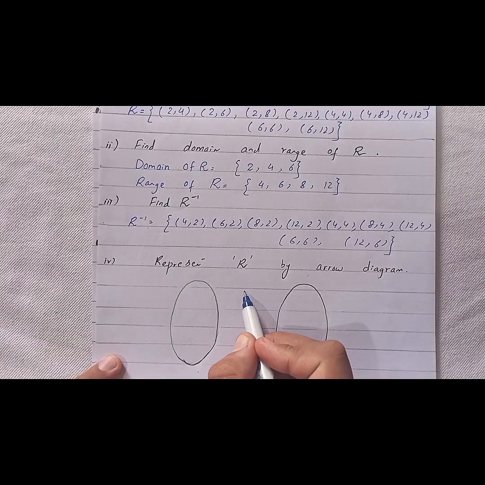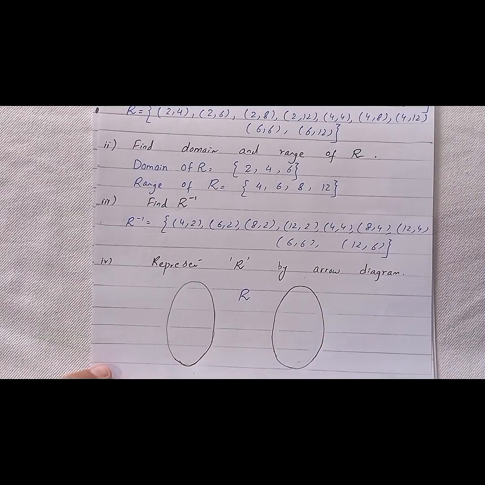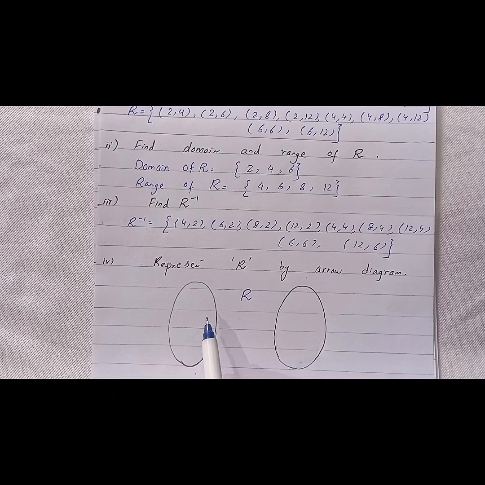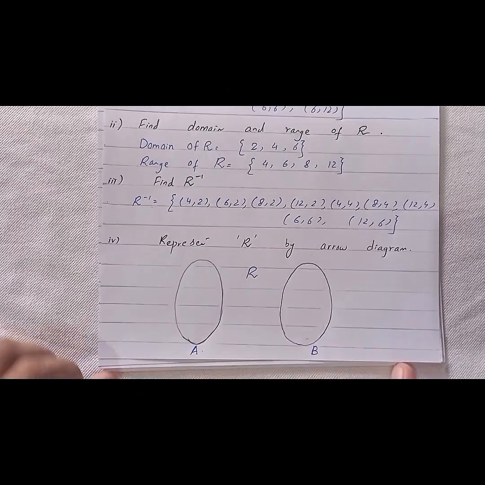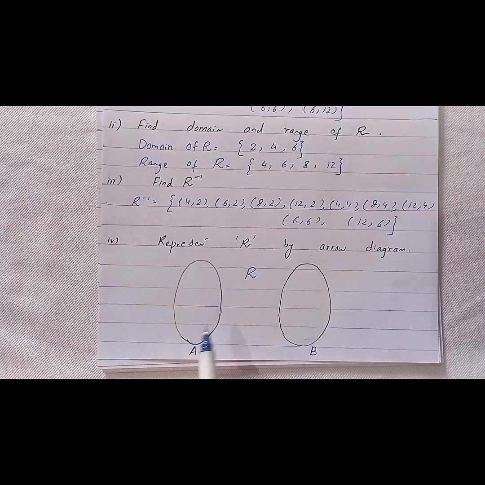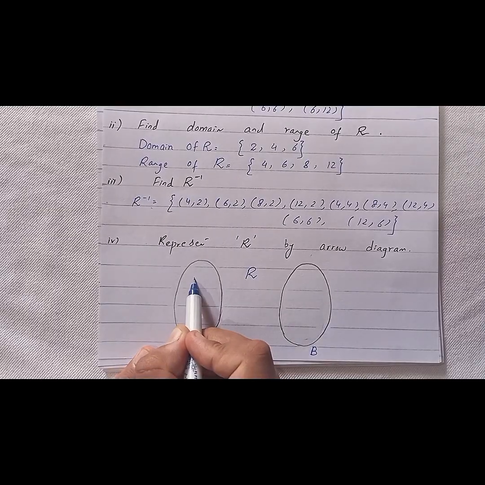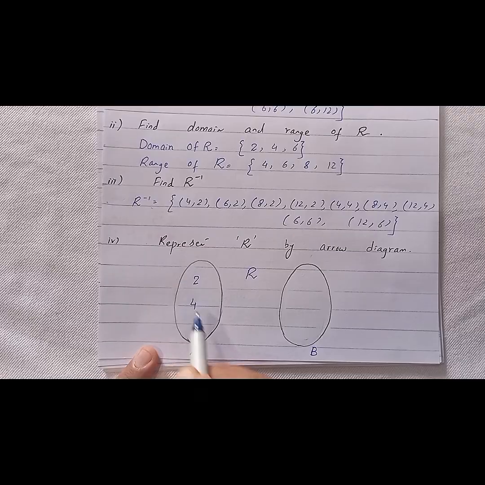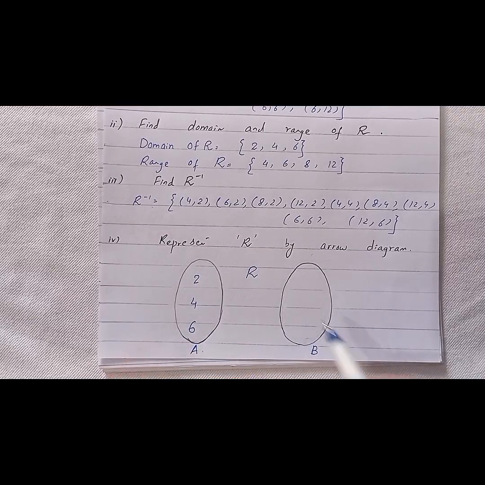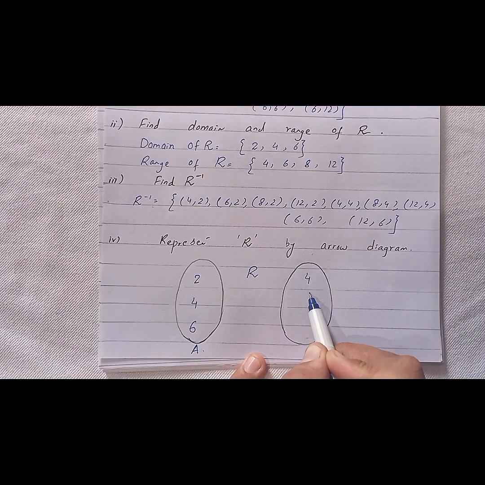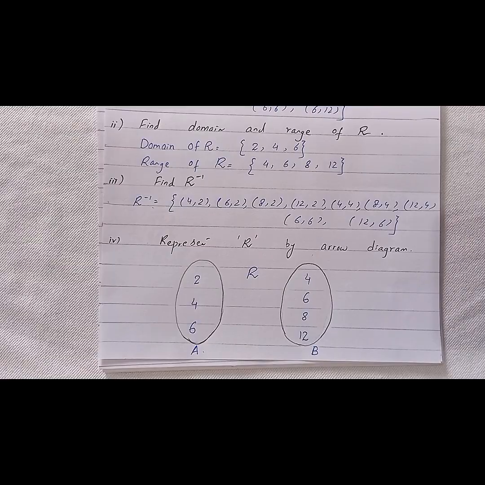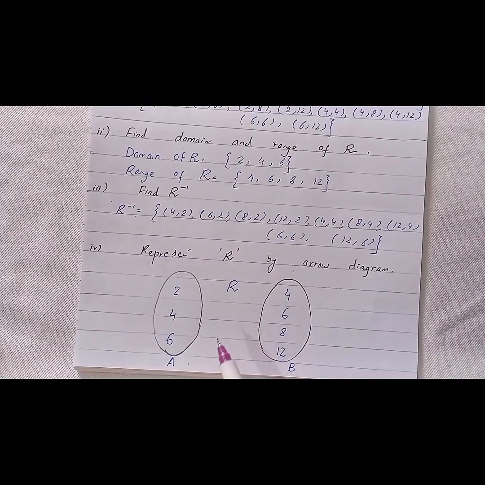So here we have to represent our relation by arrow diagram. First we write the elements in the first set. We call it first set A and the second B. So we write all elements of the domain in set A. So domain equals 2, 4, 6, and all elements in set B are range elements, that equals 4, 6, 8, 12. Now we have to represent it by arrow diagram. By arrow diagram we can show the arrows like this.